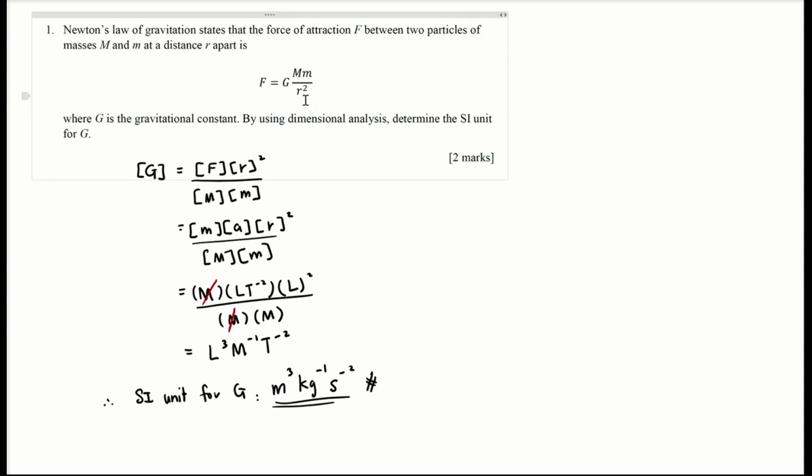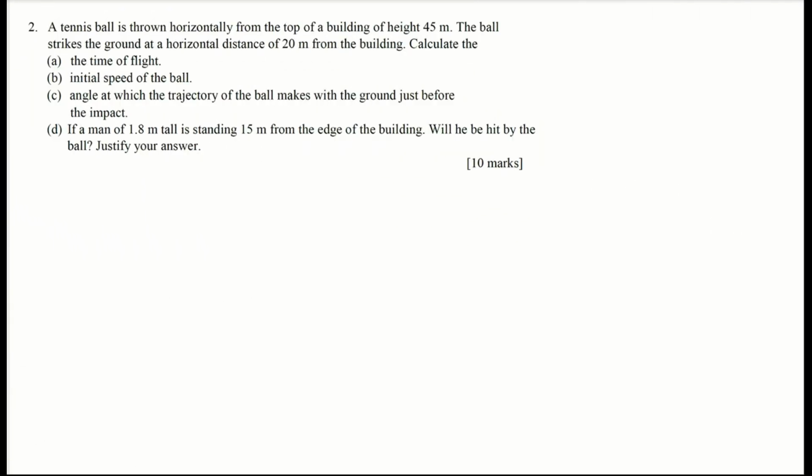Alright, so now let's proceed to the second question. Alright, question number 2. A tennis ball is thrown horizontally from the top of a building of height 45 meter. The ball strikes the ground at a horizontal distance of 20 meter from the building. So let's try to draw first.